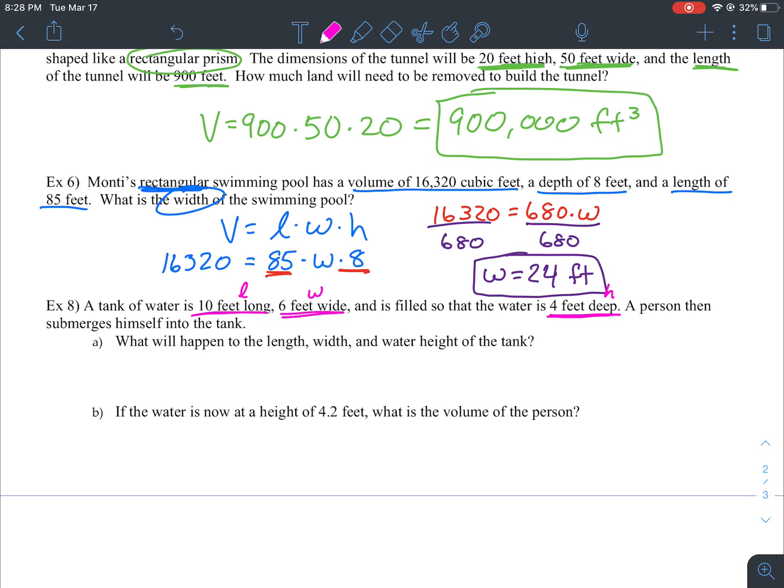So the first question that I want you to think about is just real life. What would happen if you've got a tank full of water and then someone goes into the water? What would happen to the length, the width, and the height of the tank, or the water in the tank? So what would happen to the length? Well, the length is restricted. By going into the tank, it's not going to expand and get wider. So the length is fixed. It's not going to change. Same thing with the width. The pool isn't going to get any wider by someone going into it.